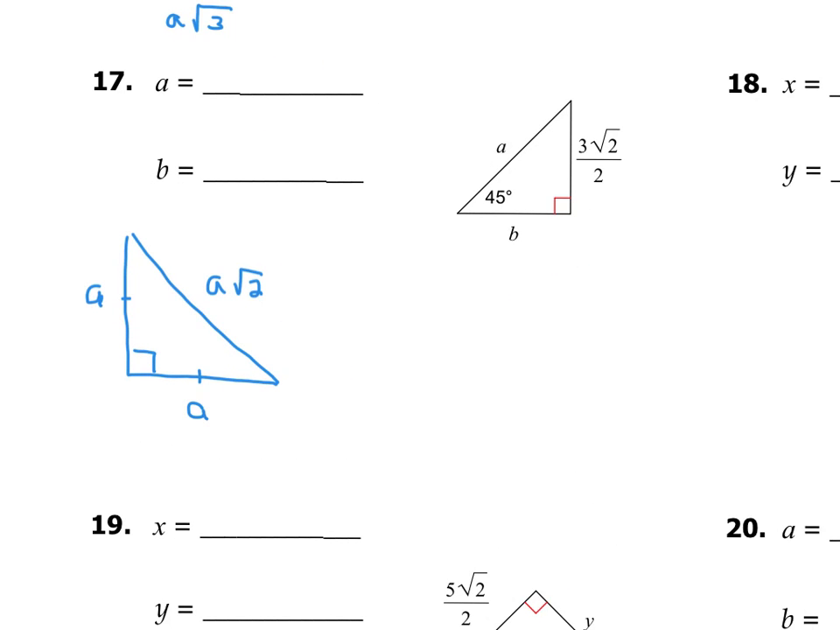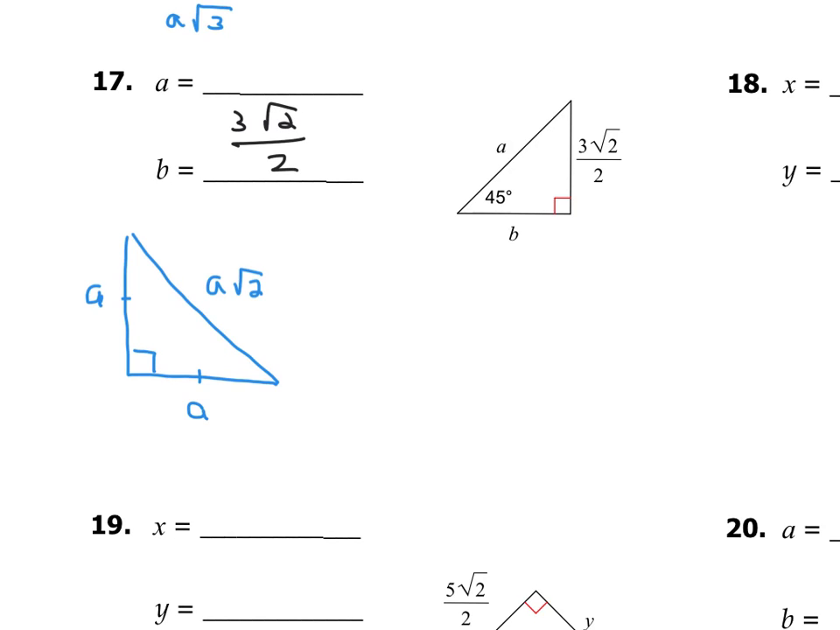So a 45-45 triangle, which is what we have in problem 17, is represented by a on the two legs that are the same size, because it's an isosceles, and then the hypotenuse is a square root of 2. So when we look at our triangle that we've been given, we notice that one of our legs is 3 times the square root of 2 divided by 2. So that means our other leg is going to be the same value. So B is just going to be 3 times the square root of 2 divided by 2.